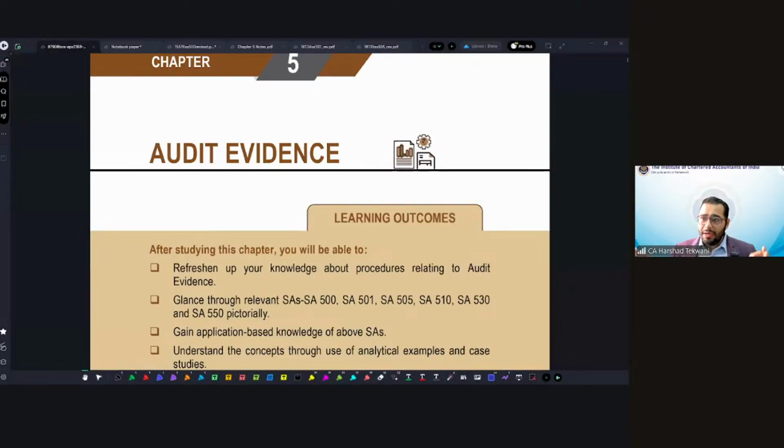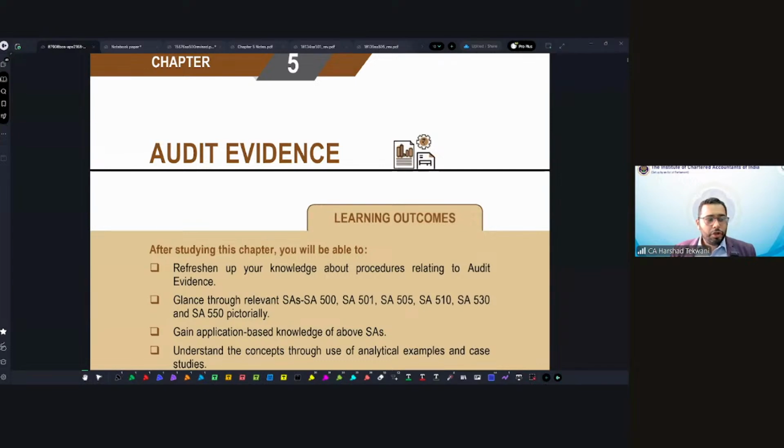Okay. So one was the opening balances contain misstatement affecting the current period. Second, accounting policies compared to the last year, and if there's a change, how the change has been dealt with. Okay, that is the objective of the auditor when it comes to the opening balances. Fine.